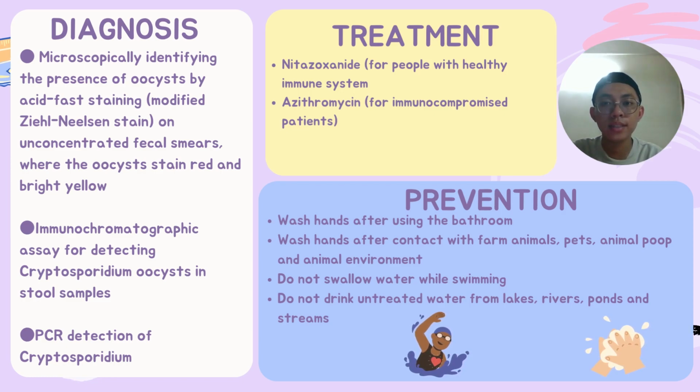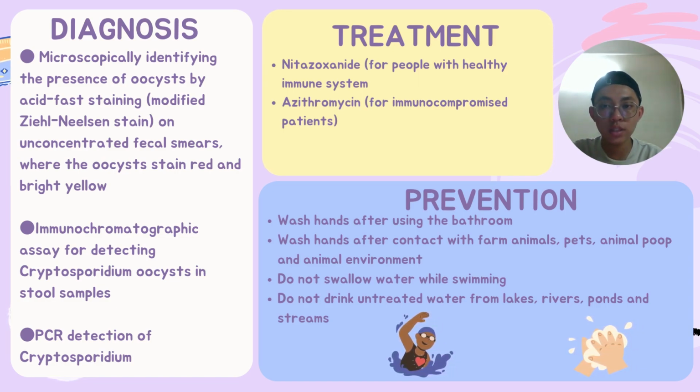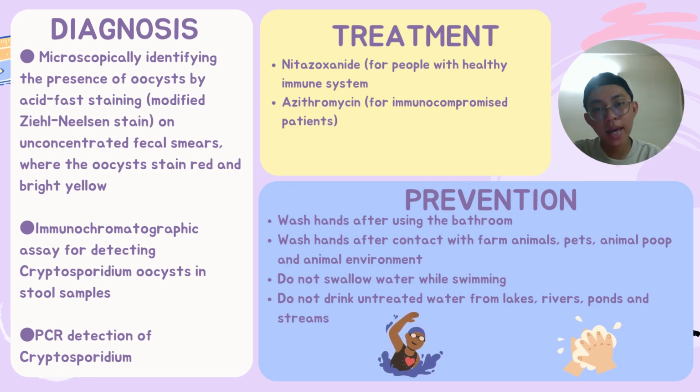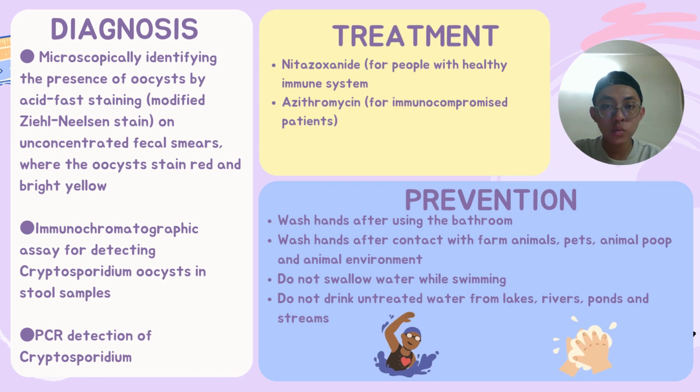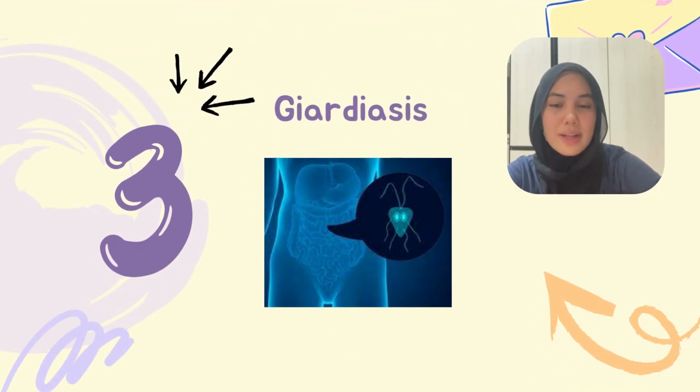Next, the treatment of cryptosporidiosis is nitazoxanide for people with a healthy immune system and azithromycin for immunocompromised patients. Now, there are several ways to prevent this disease: washing our hands after using the bathroom, washing hands after contact with farm animals, pets, animal poop, and animal environments. Do not swallow water while swimming, and do not drink untreated water from lakes, rivers, ponds, and streams.